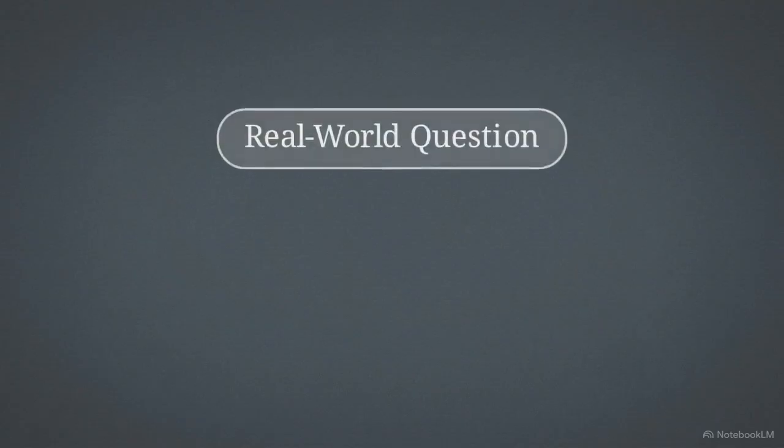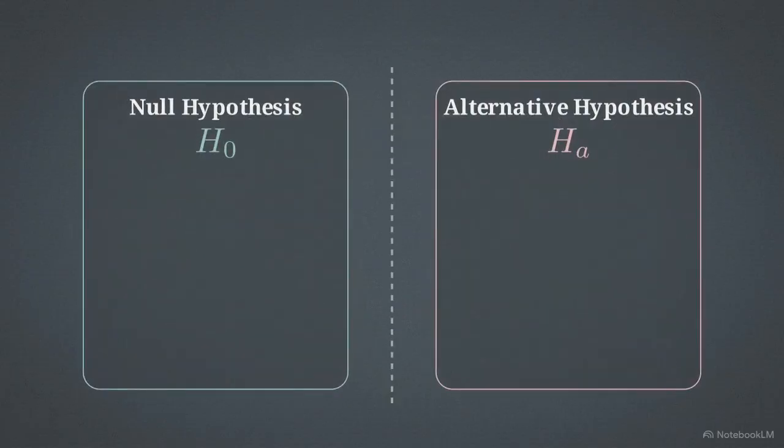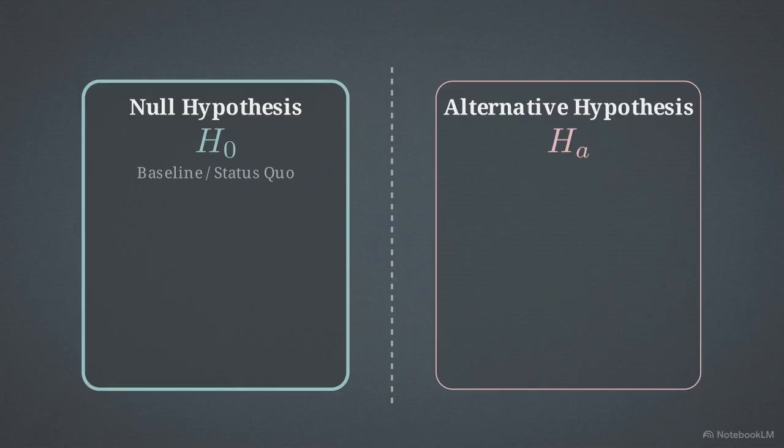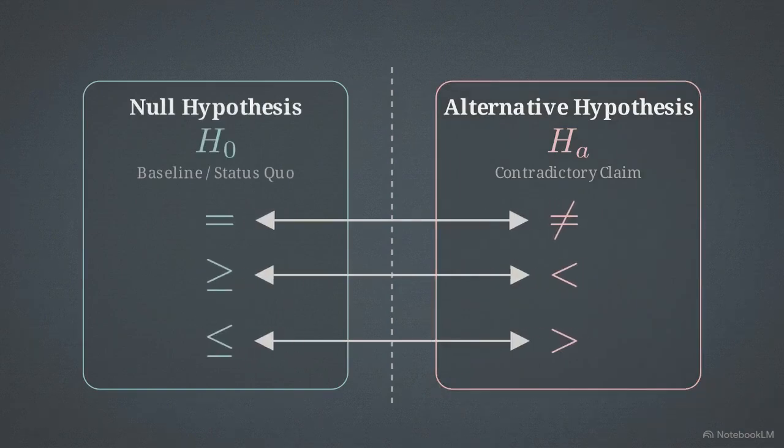The architecture begins by distilling a real-world question into two opposing, mutually exclusive viewpoints. The null hypothesis, H sub 0, represents the baseline status quo and must always contain a condition of equality. The opposing alternative hypothesis, H sub A, is the contradictory claim being tested. It strictly prohibits equality, relying entirely on greater than, less than, or not equal to symbols.